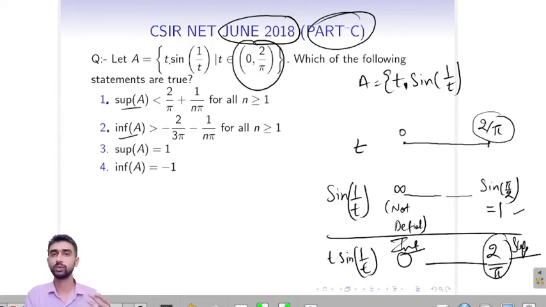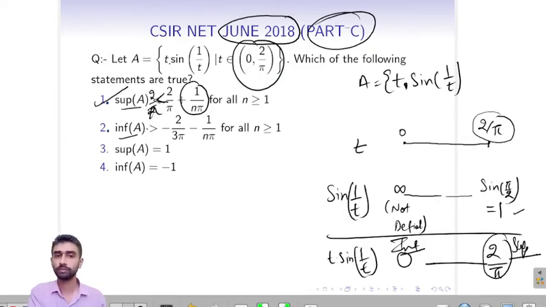So now let's see which option we are matching. The supremum is 2 by pi. So 2 by pi will always be less than 2 by pi plus 1 upon 2 n pi, because I am adding something. So 2 by pi will always be less than that. So this option is correct.